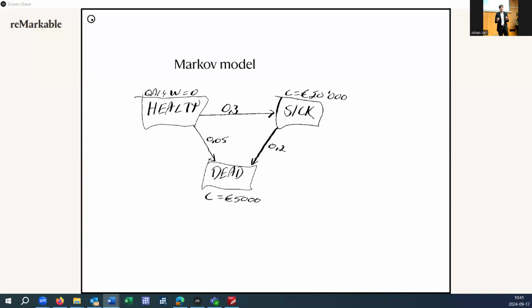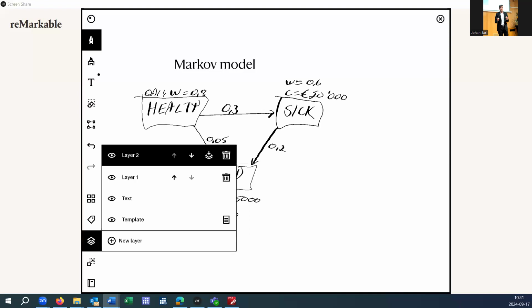QALY weight is equal to 0.8, while the weight, if you are sick, is 0.6. That is, if you're sick, you consider to be in 60% of full health. The weight for being in the dead absorbing state is 0. If we now run the model, we could accumulate the costs and the benefits.